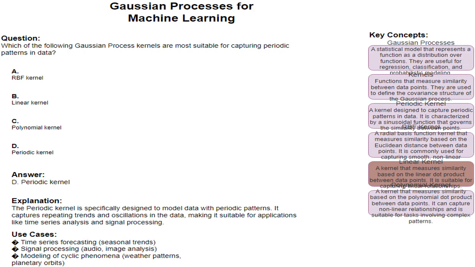A linear kernel measures similarity based on the linear dot product between data points. It is suitable for capturing linear relationships.